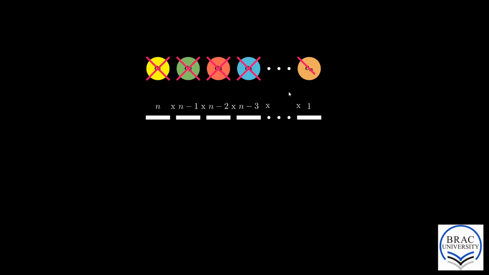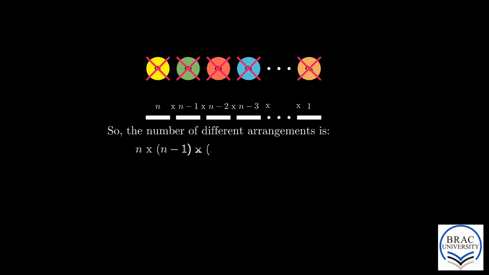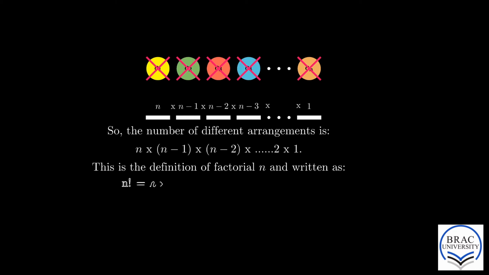So the total number of choices is n into n minus 1 into n minus 2 into n minus 3 till 1. So the total number of ways is this. Actually we have a name for this special product. This is the product of numbers from 1 to n, and it is called factorial n. Factorial n is written as n and then an exclamation mark, and it means the product of all the natural numbers from 1 to n.